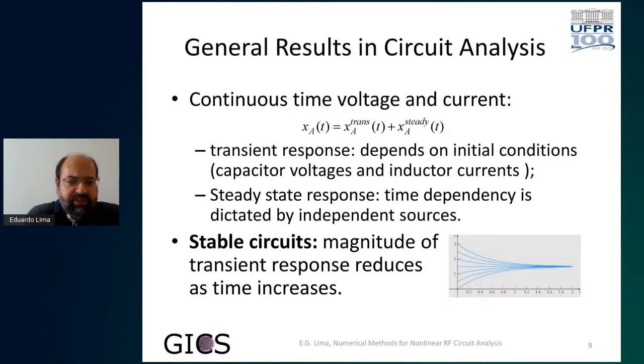In the transient response, the initial conditions are important, and the initial conditions are given by capacitor voltages and inductor currents. In the steady state response, the time dependence is dictated by independent sources. In stable circuits, the magnitude of the transient response reduces as time increases.